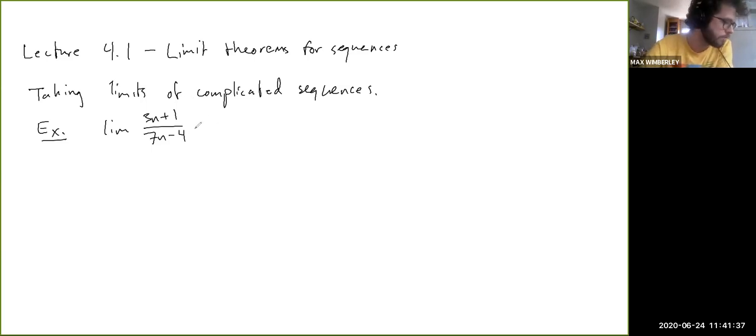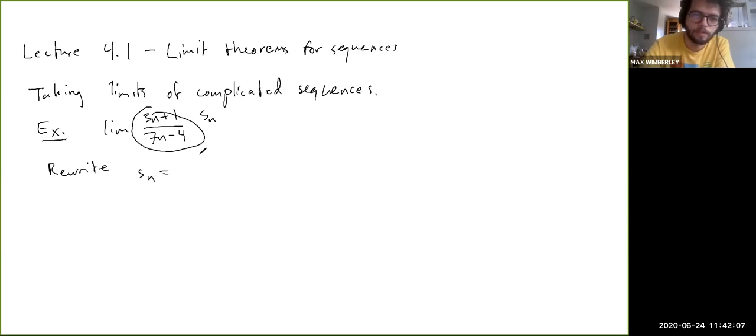The book actually mentions this when they first cover this example. What we did before was just a direct proof from the definition, right? We just let epsilon be greater than zero and we picked capital N. But another way of looking at this would be to rewrite the sequence. So let's call this Sn. So if we rewrite Sn equals n plus 1, or sorry, that's not what I wanted. In fact, let me make sure I get this right.